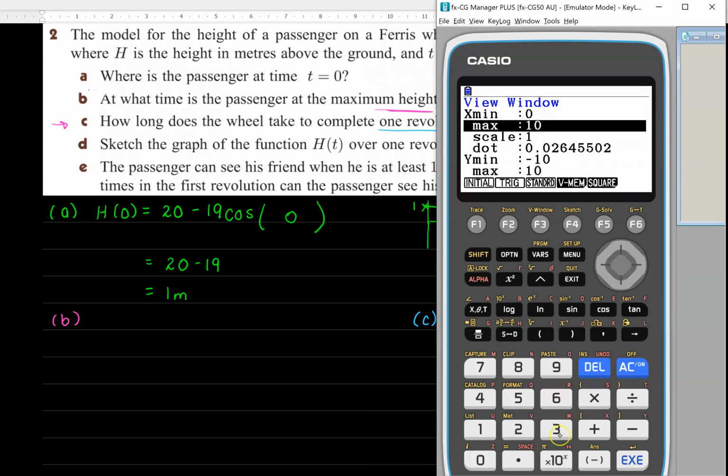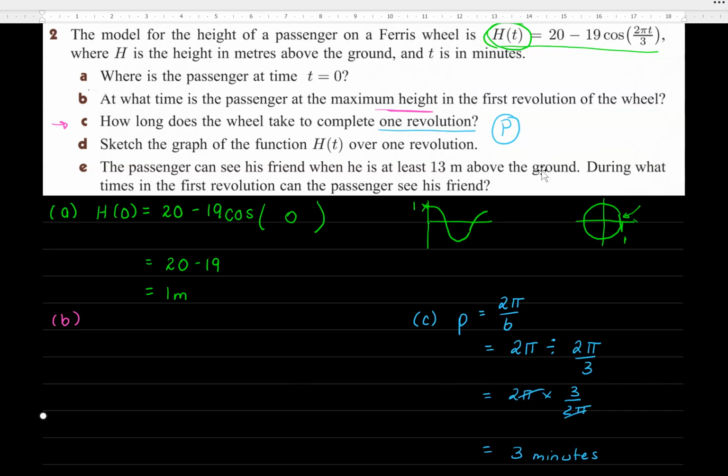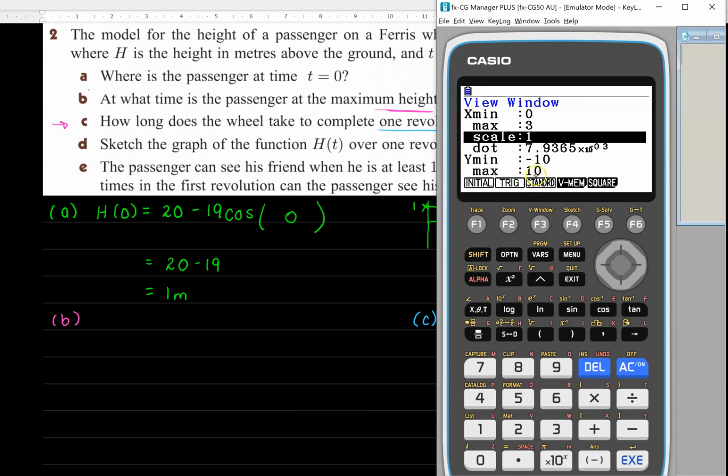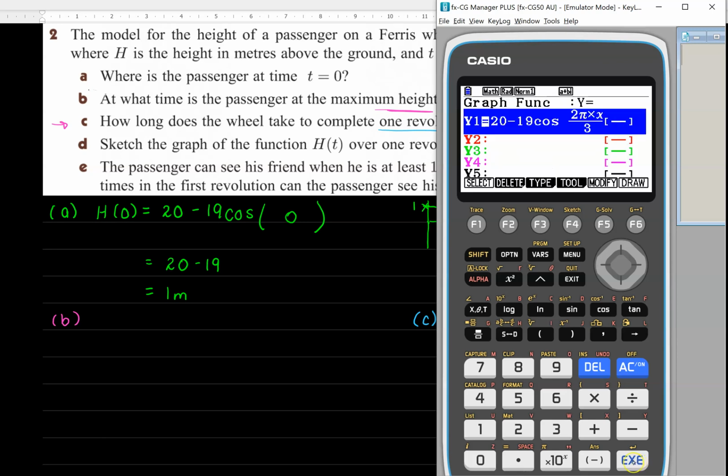Let's see if that is true. So we pop in the 3. Now, I'm looking at my y min and max, 10 and minus 10. What is this 19 doing? That's making the graph go up to 19, down to minus 19. And then we're adding on 20. So 19 plus 20, 39, I know is going to be my maximum. It clearly can't have negative length, otherwise it's going to go into the ground. But I'm not concerned about that. I'm just going to press enter.